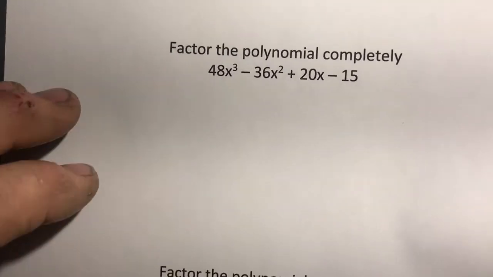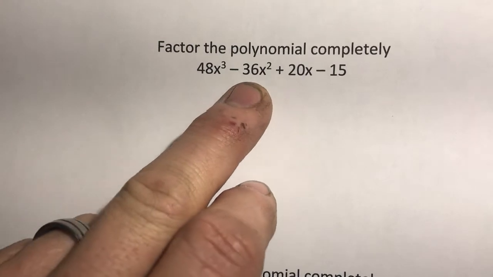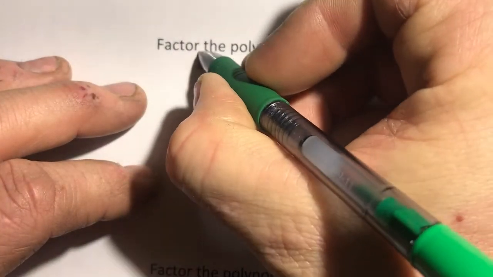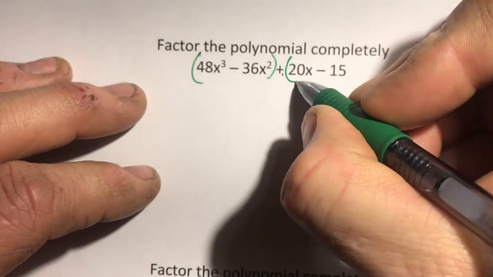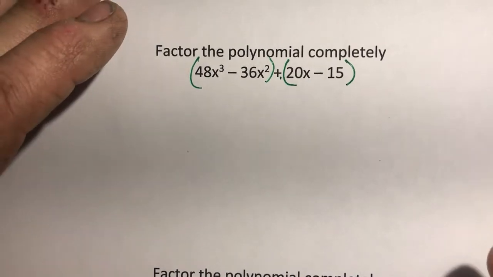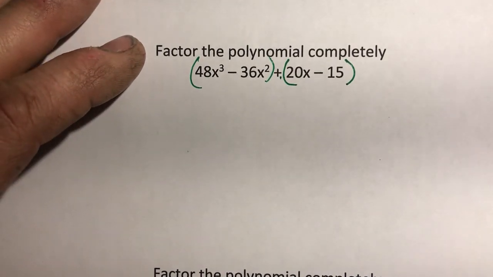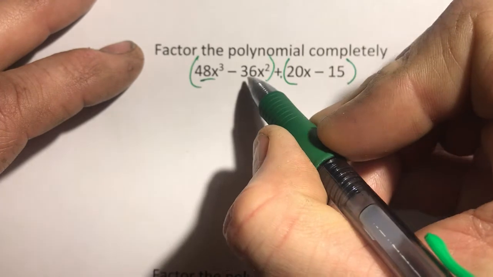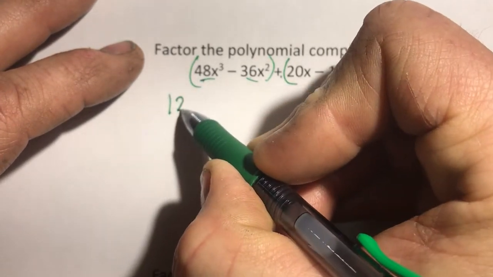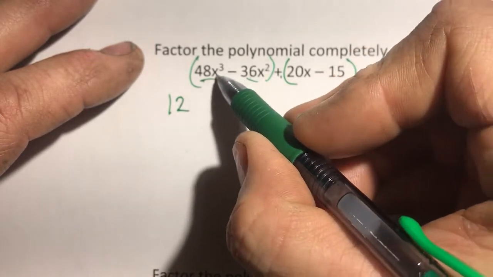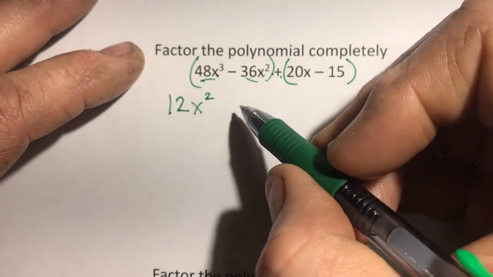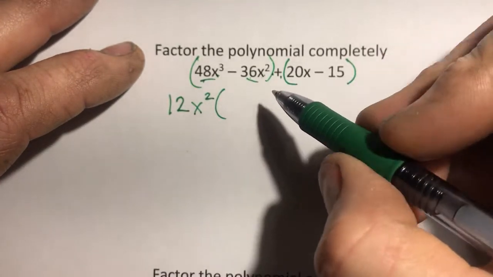Okay, a couple more. All right, on this one, there's just one variable. So I'm going to group these two together. And I got a plus here, so I'll just leave the plus out, and there you go. I got this one plus that one. So I see what my common factor is here. 48 and 36, that's 12. It goes into both of those. And these both have an x squared. So that's what I can factor out here.